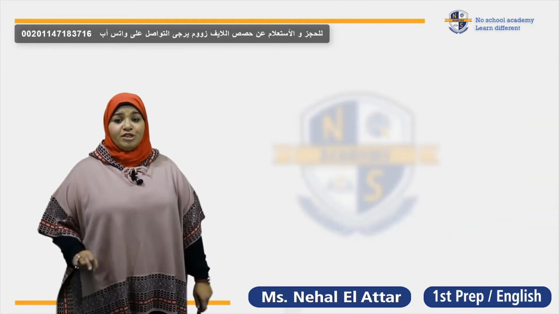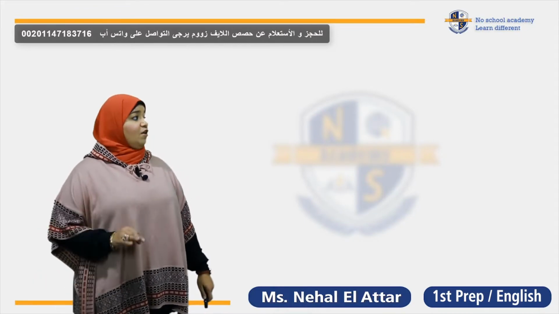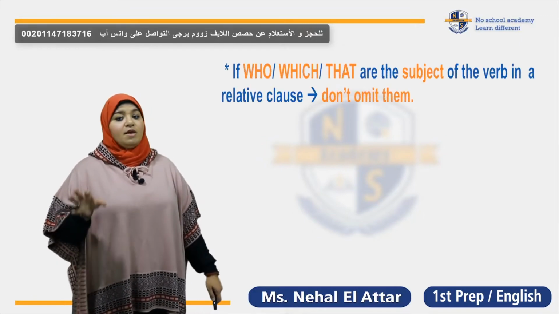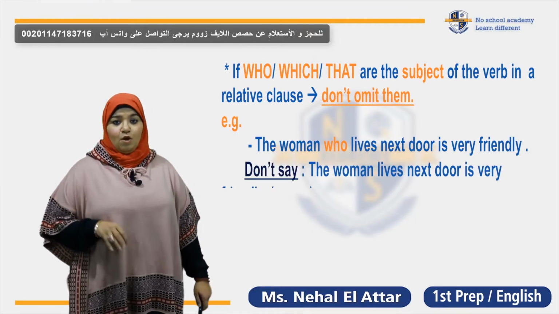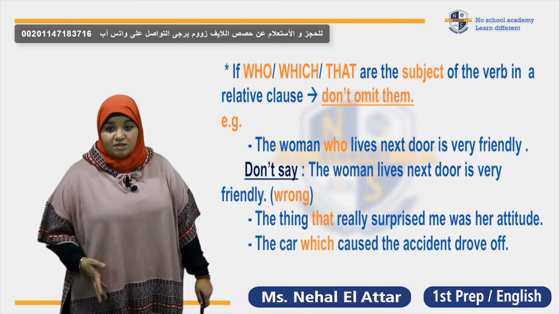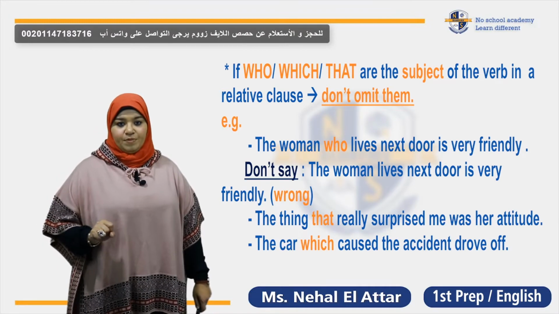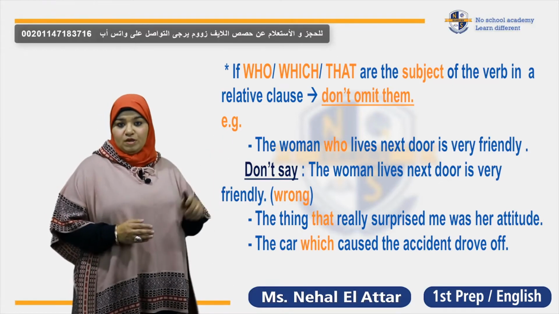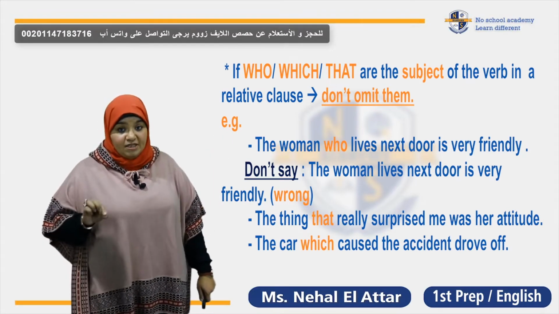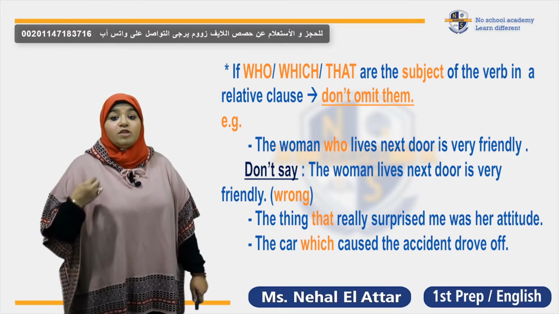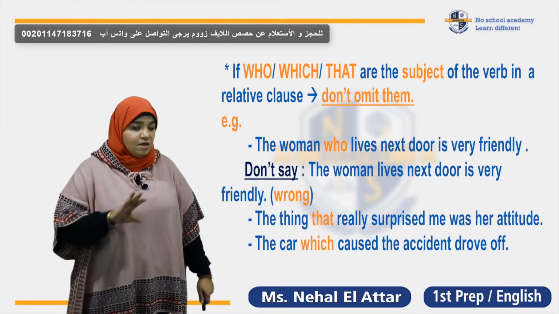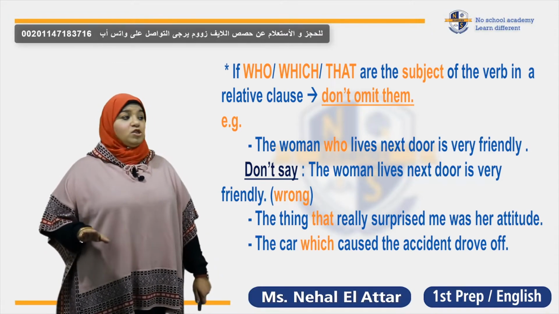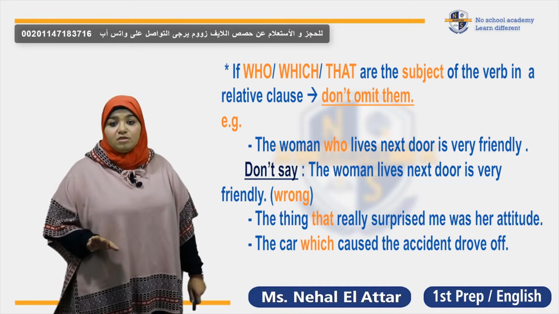Okay, an important tip, okay? If who or which or that are replacing the subject of the sentence, never ever omit them, because in some cases we may leave out the relative pronoun. But in this case, if we are talking about the subject, the doer of the verb of the sentence, you can't omit them. It's a must to be mentioned, okay?